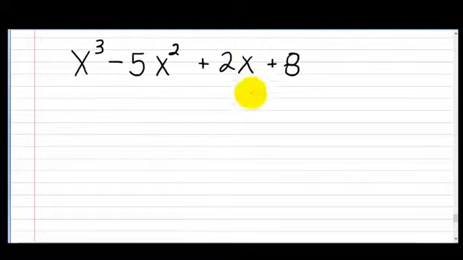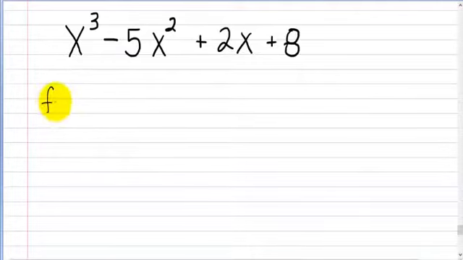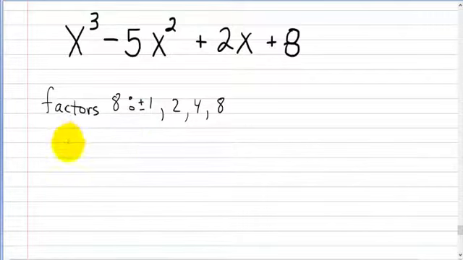So first, I'm going to look at factors of 8. You get 1, 2, 4, and 8, and of course it's plus or minus. We're going to start off with plus 1 because it's the first one I see there.